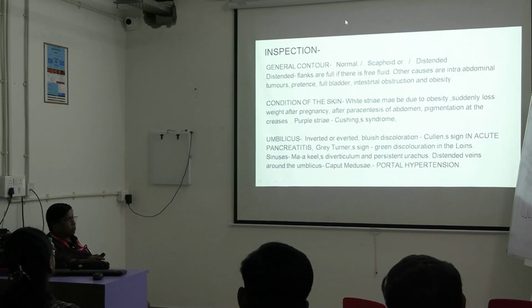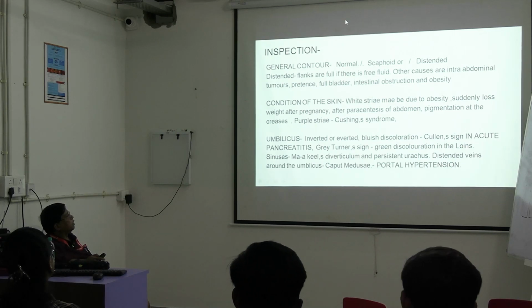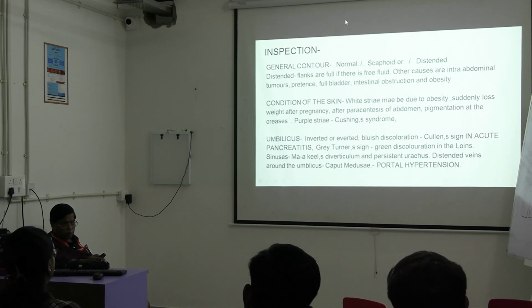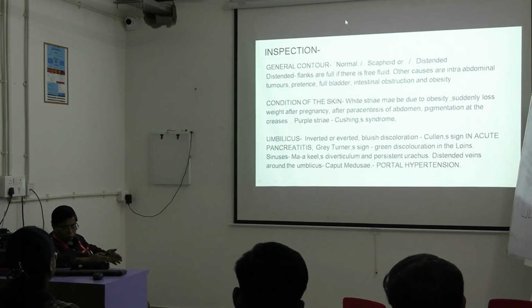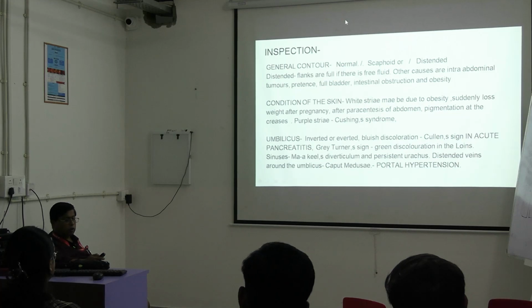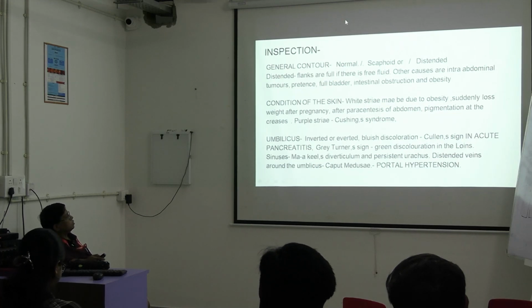But there are some other important causes, like sudden loss of weight, pregnancy definitely, and after paracentesis of the abdomen. There was a huge ascites, you have drawn up the ascitic fluid, then the distended abdomen becomes very less distended very rapidly. So white striae appear on the skin. So, these are the causes.